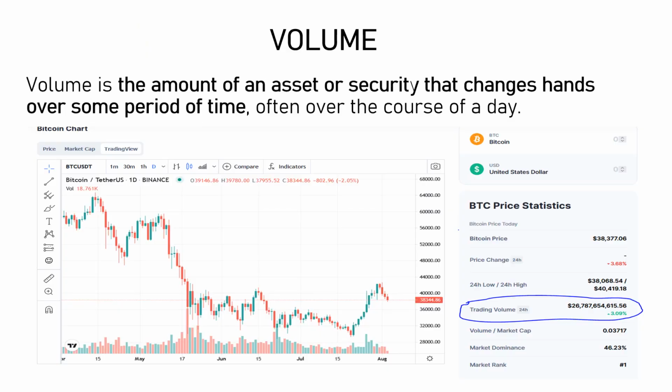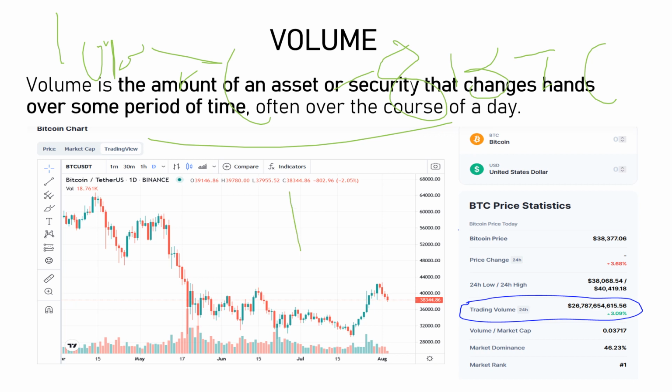Okay. So coming on to next, we have volume. See, volume is very important. Volume or trading volume is the number of units traded in a market in a given amount of time. Suppose I buy 10 Bitcoins, I bought 10 BTC, and I sold 8 BTC. So the amount of trading volume is 18 BTC. This is the volume.